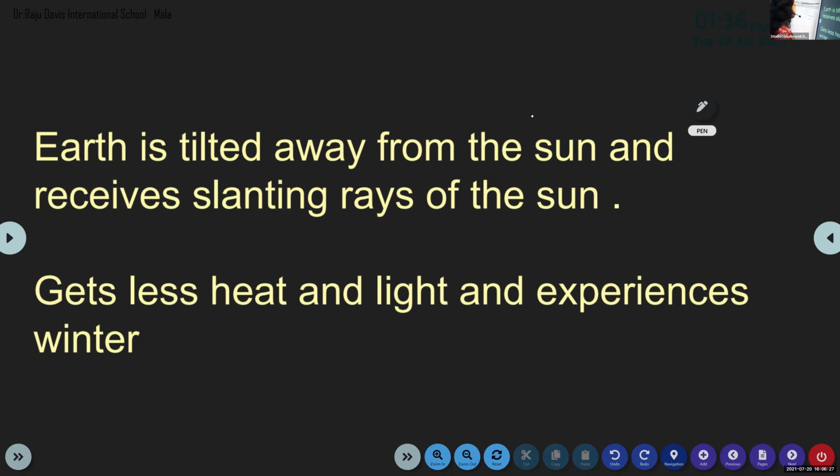Earth is tilted away from the sun and receives slanting rays of the sun. Slanting rays of the sun. Less heat and light and experiences winter. Okay, which season is experienced in this? Winter.